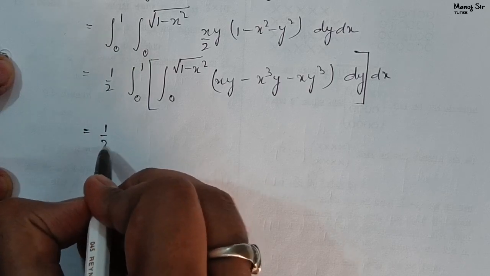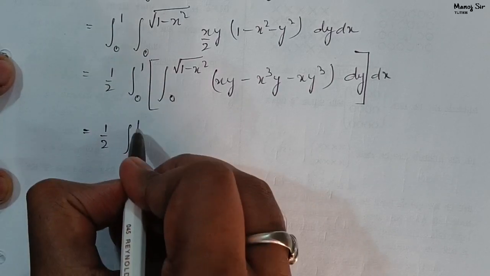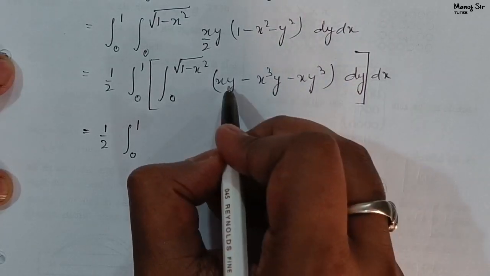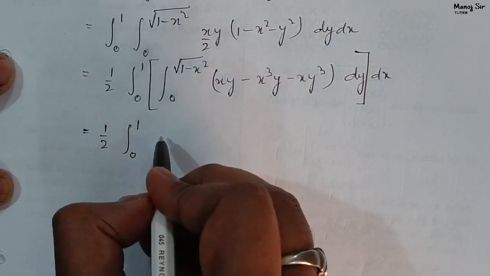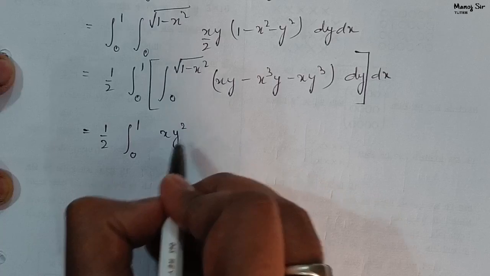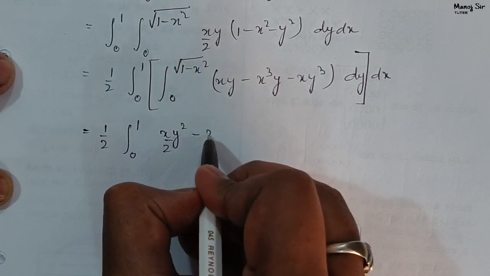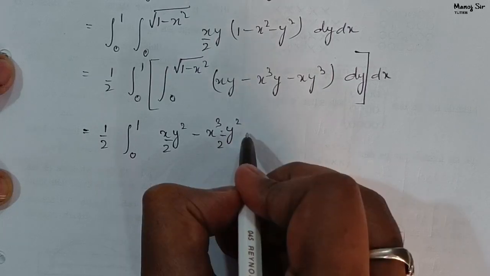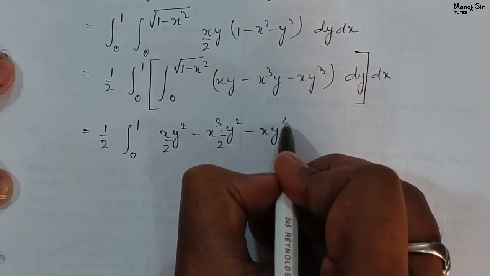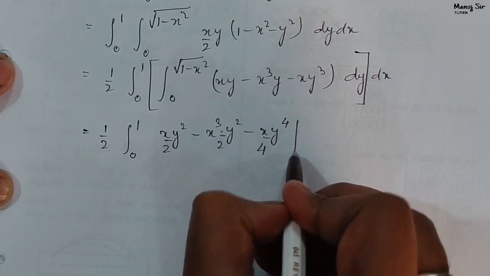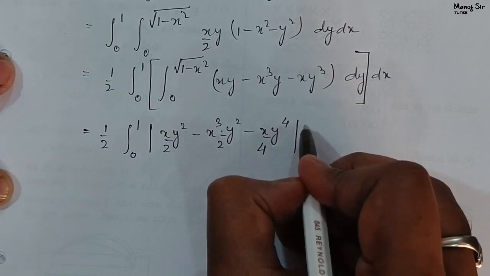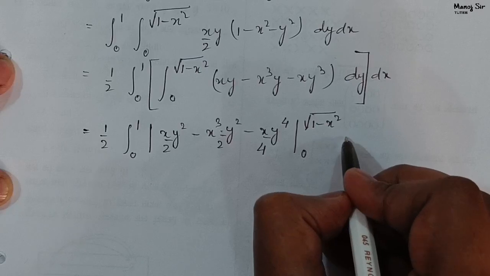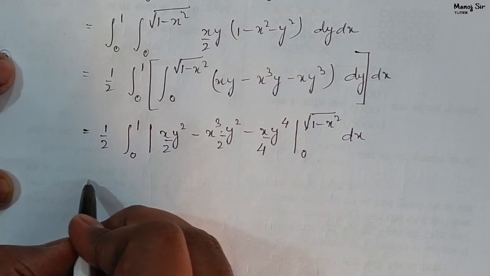So here we have half integral 0 to 1. We are integrating this function with respect to y, so we'll keep x constant. So this is going to be x into y square upon 2 minus x cube y square upon 2 minus x y to the power 4 upon 4. The limit goes from 0 to root of 1 minus x square. Now we have to write dx here.